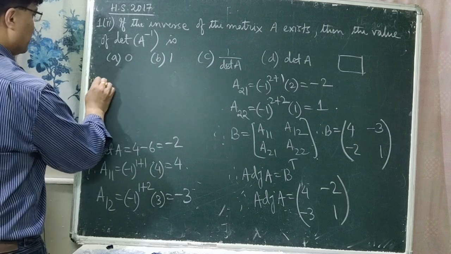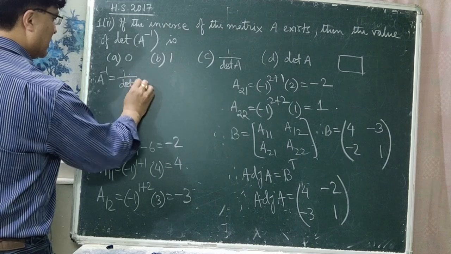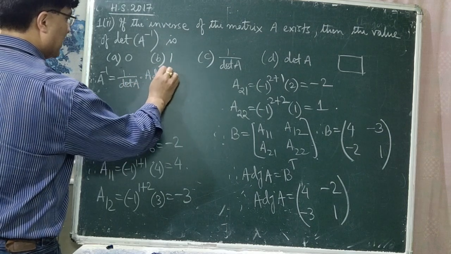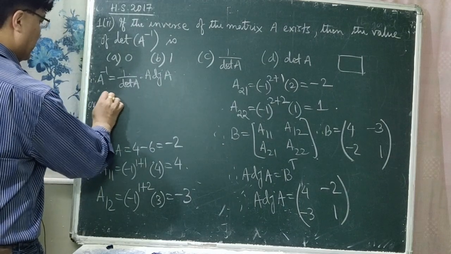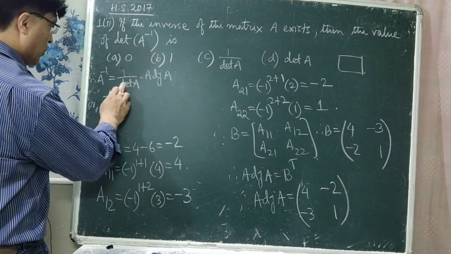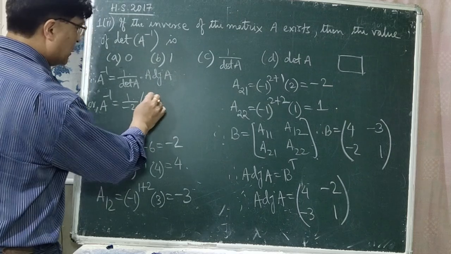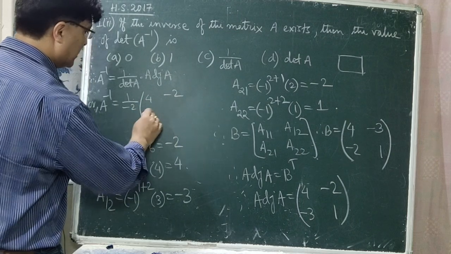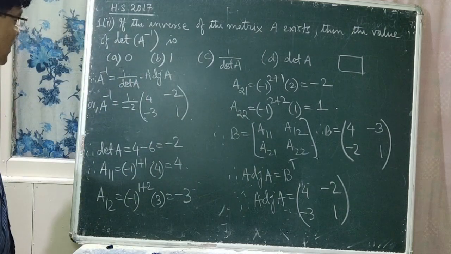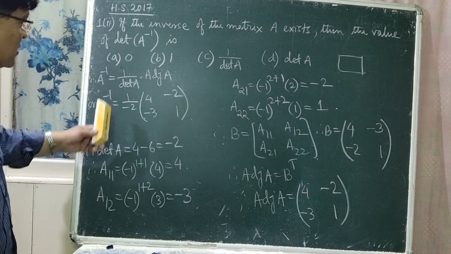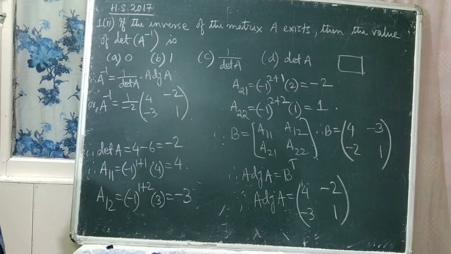So what is A inverse now? What is the formula? A inverse is equal to 1 by delta into adj A. What is delta now? It is 1 upon -2, and what is adj A? It is 4, -2 and -3, 1. So I think you have understood it. A inverse is equal to -1/2 times the matrix 4, -2, -3, 1. Is that clear?